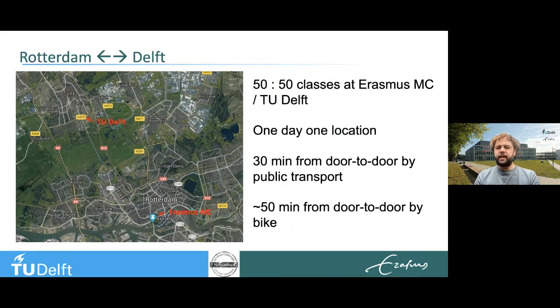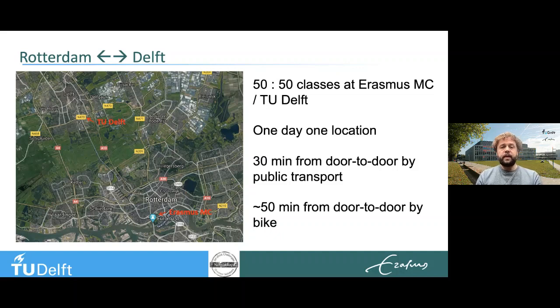One question we often get is, well, two locations, a joint degree, so how does that work practically? About 50% of the classes are at the Erasmus Medical Center, the other 50% at TU Delft. You can see the distances on this map, but it's only one location per day, so it's not that during your afternoon lunch you have to travel to the other location.